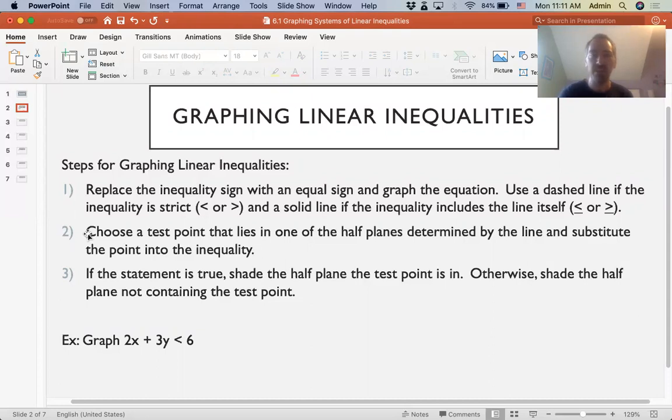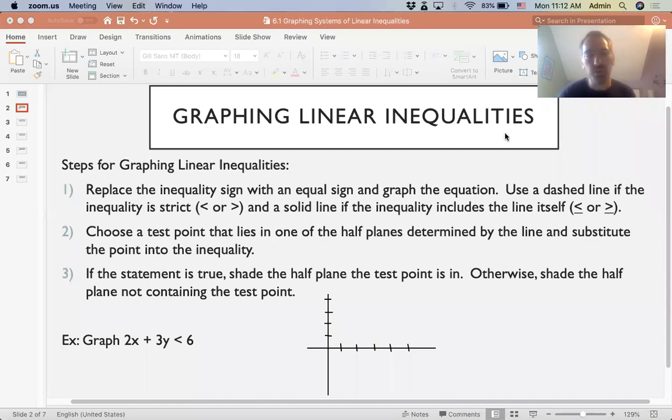Once you graph your line, then you'll choose a test point on either side of the line. If the origin is available, that point (0, 0), that's the easiest one to use. And you'll plug that into the inequality. If you get a true statement, then you will shade on the side that the test point lies on. If you get a false statement, then you'll shade on the side opposite of where the test point is. Okay, so let's take a look at this example to see how these steps work exactly.